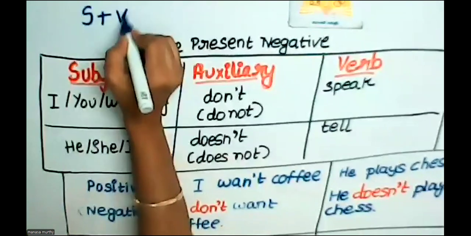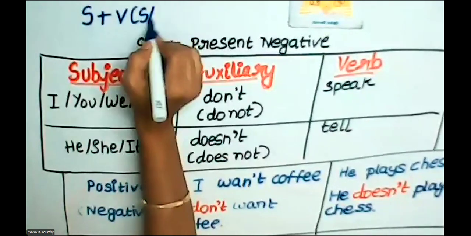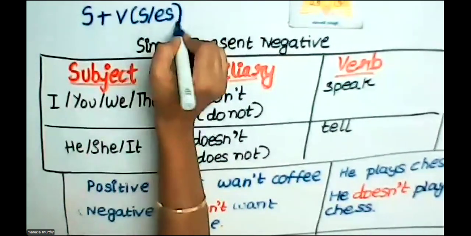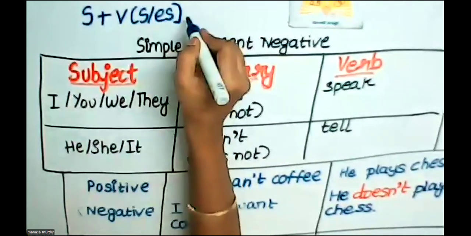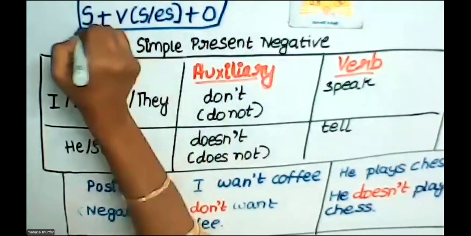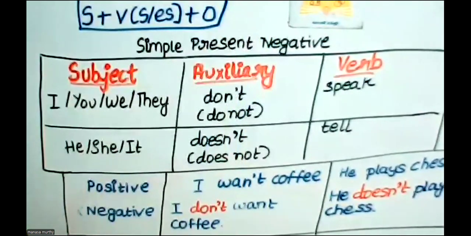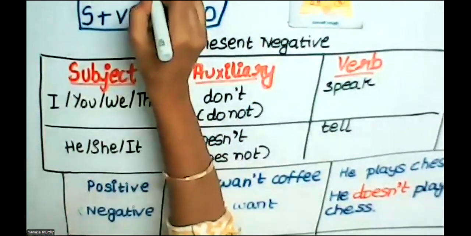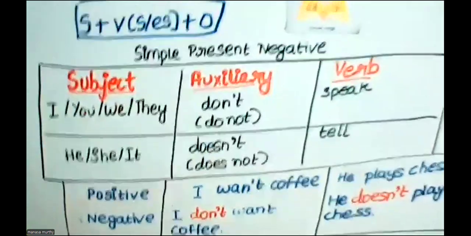After the subject comes the verb with s or es, depending upon the verb. Then comes the object of the sentence, that is the remaining portion of the sentence. Who is receiving the action? This is in positive form. It is a positive sentence.